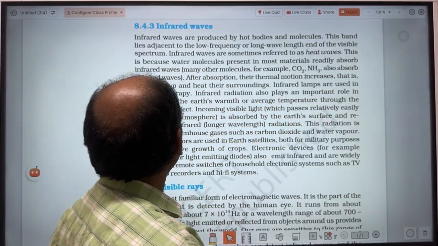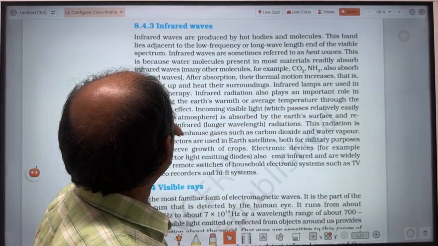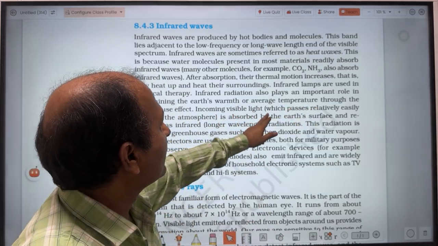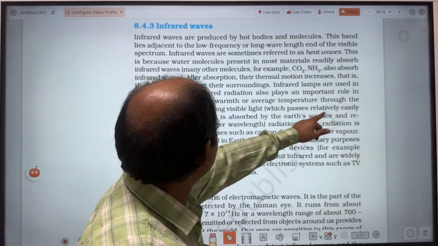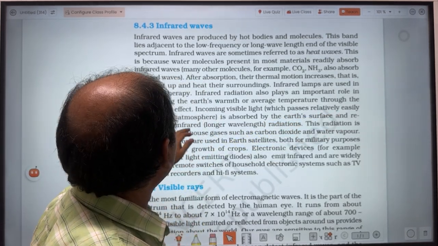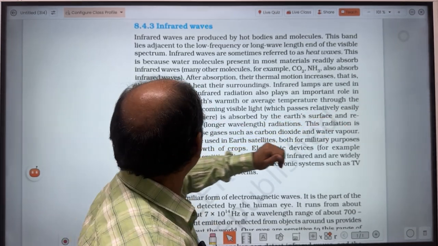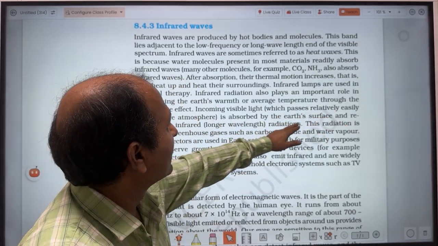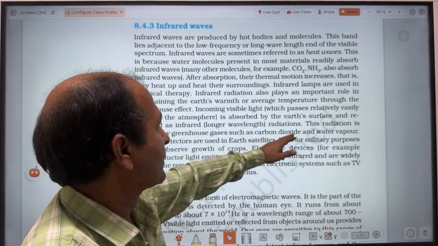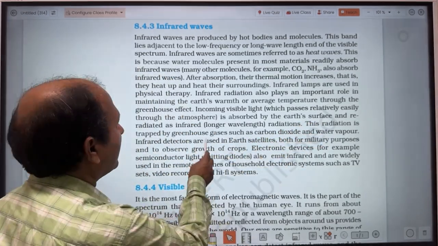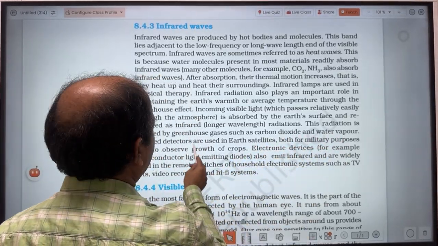Infrared radiation also plays an important role in maintaining the Earth's warmth or average temperature through the greenhouse effect. Incoming visible light, which passes relatively easily through the atmosphere, is absorbed by the Earth's surface and radiated as infrared, longer wavelength radiation. This radiation is trapped by greenhouse gases such as carbon dioxide and water vapor.